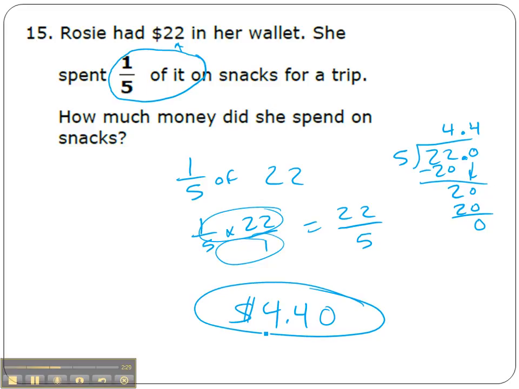Another way to make sure: you may not be 100% sure that you're choosing the right operation at first, but when you get your answer, think about whether it makes sense. Consider whether it's reasonable. If she spent 1/5 of the money, 1/5 of $20 would be $4. Just think about what 1/5 of the money would be. Would it be less than the 22 or more than the 22? It's definitely going to be less than the 22, so it should be a number around $4.